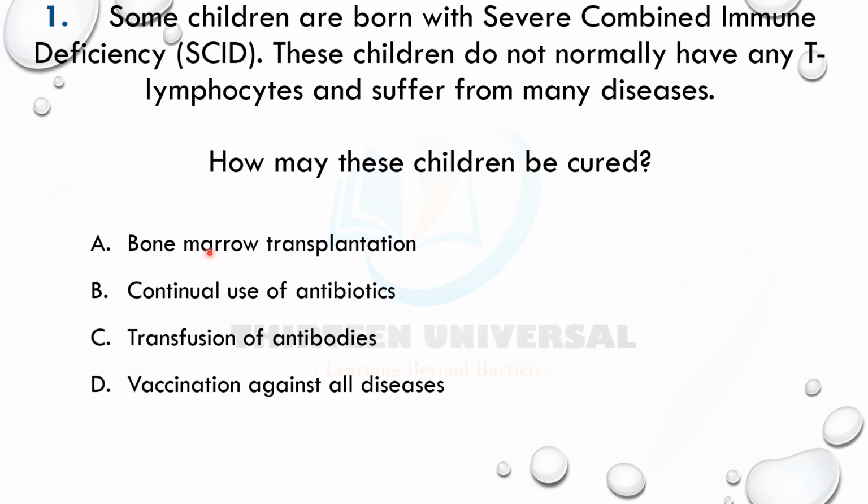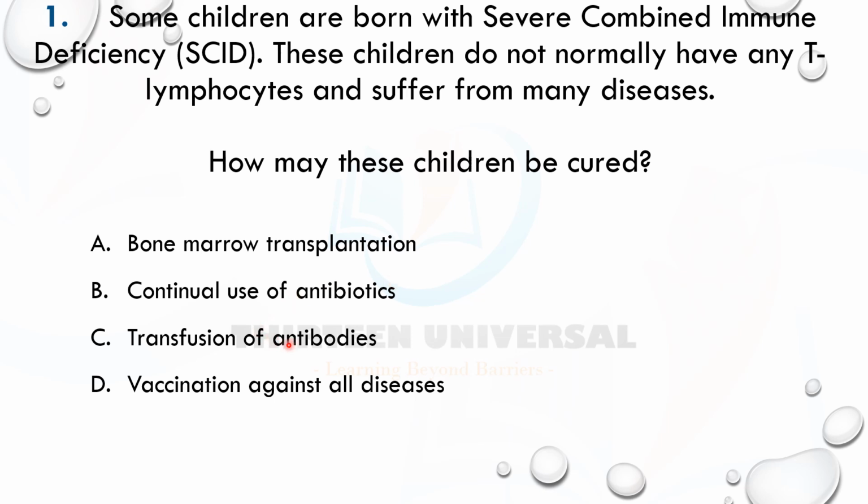Okay. A says bone marrow transplantation. Yes. Bone marrow contains stem cells for blood cells. So that will help. B is continuous use of antibiotics. No, you don't use antibiotics to treat this disease, of course, because not all infectious diseases are caused by bacteria. So this doesn't work.